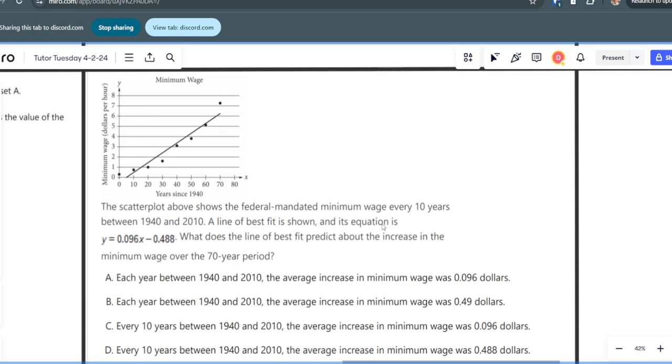This one shows a federal mandated minimum wage every 10 years between 1940 and 2010. What does the line of best fit predict about the increase in the minimum wage over the 70-year period? So the equation is y equals 0.096x minus 4 up.